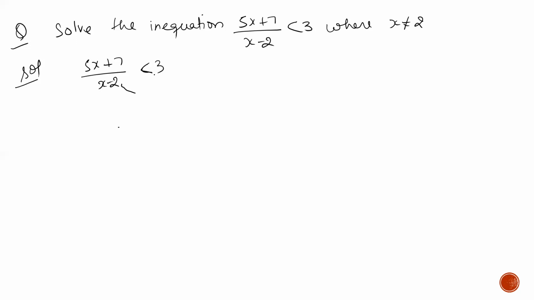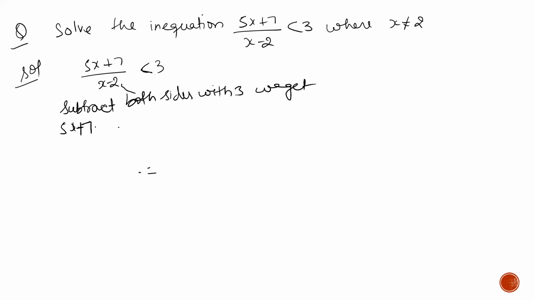Now when you have a numerator and denominator in the question, what do you do? You take everything to the left side. You make the problem in such a manner that you get 0 on the right side. So let's subtract 3 from both sides. We get (5x + 7)/(x - 2) - 3 < 3 - 3, which will give you (5x + 7)/(x - 2) - 3 < 0.